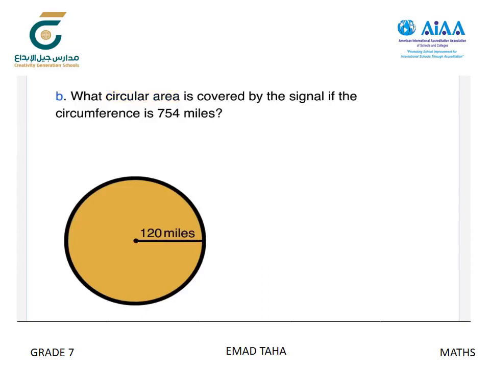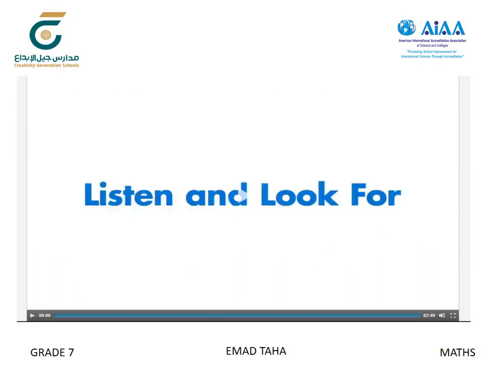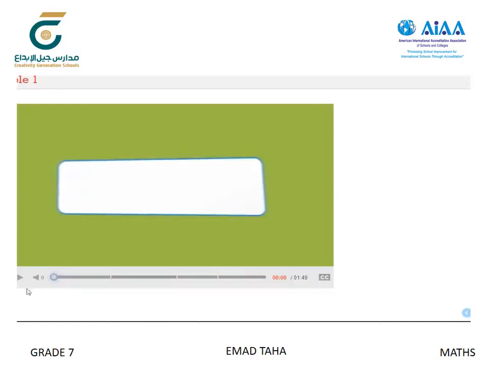Listen and look for students who write the formula for the area of a circle, substitute the value of the radius, and then calculate the area to be about 45,000 square miles. Now look and listen to another video for more understanding.